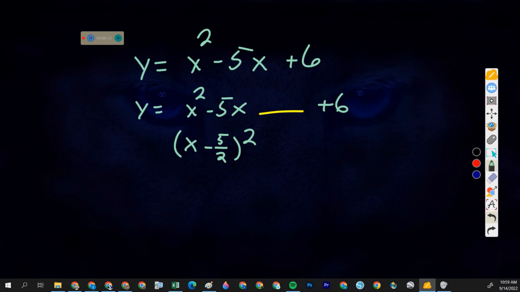The reason we do that is squaring a fraction is really easy. It's just top times top divided by bottom times bottom. So this is 25 fourths. So over here I subtract 25 fourths. What is 6 in fourths?